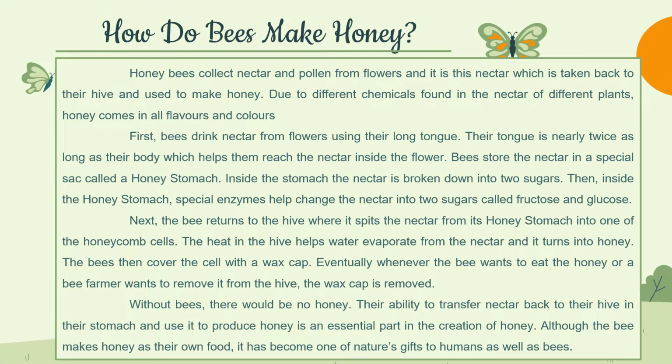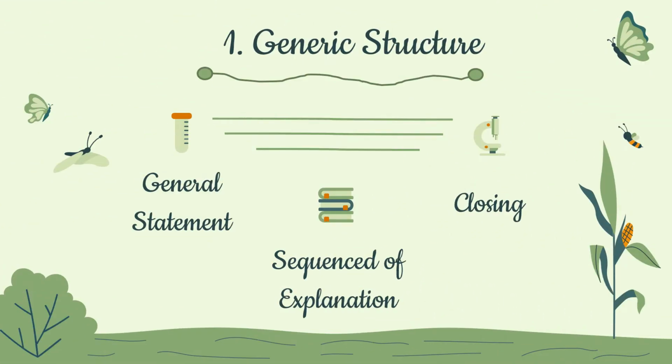Before we get into the identification, you can clearly read my explanation text on the screen titled, How do bees make honey, by pausing the video. After done reading it, now we'll start discussing the generic structure of the explanation text, which is divided into three sections. They consist of general statement, sequence of explanation, and closing.